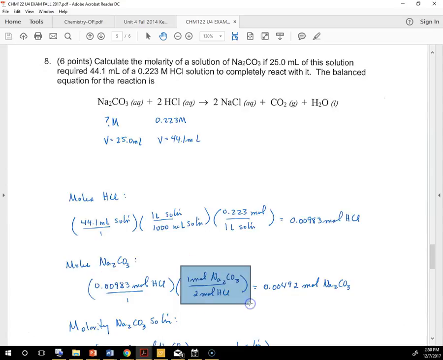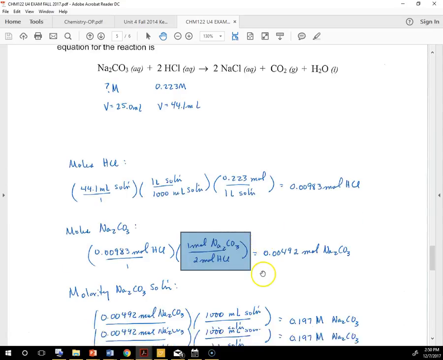Now we need to piggyback from the moles of HCl to the moles of Na2CO3, and we're going to do that using a stoichiometric ratio, just like we did with our other stoichiometric calculations. So moles of the HCl will cancel, and we'd be left with moles of Na2CO3.